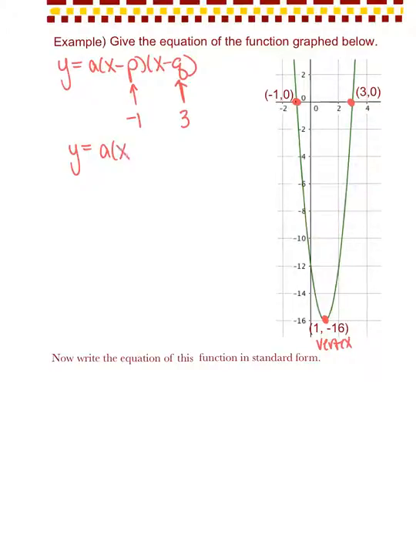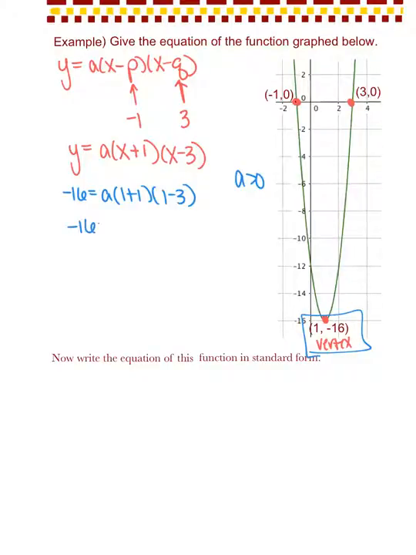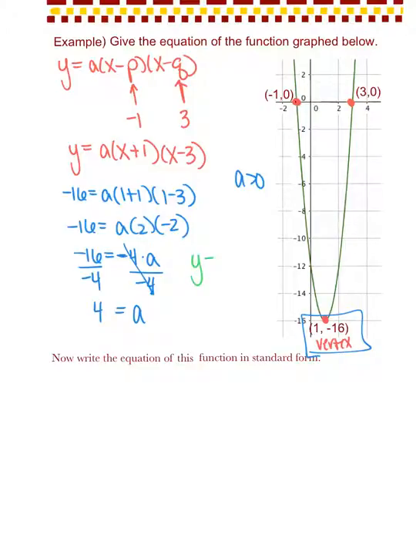So I've got y equals a times x minus -1, which makes that a +1, times x minus 3. And now to find the a value, which again, I know the a is positive because this parabola is opening up, I'm just going to plug in this vertex. I just need one other point. So if I plug this point in, I get -16 equals a times 1 plus 1 times 1 minus 3. So order of operations, I'll have a times 2 times -2. So when I clean this all up, I get -16 equals -4 times a. And to get a by itself, I'm going to divide by the -4. So a is +4. My final answer, y equals 4 times x plus 1 times x minus 3. So that's the equation of the parabola that's graphed.